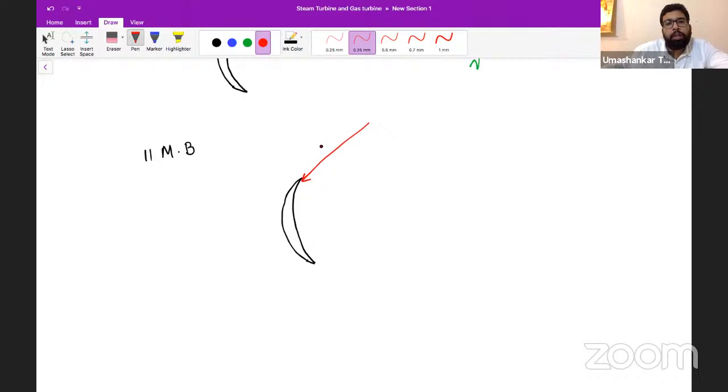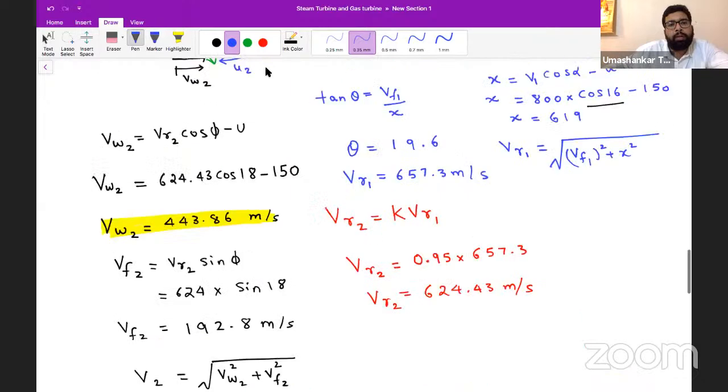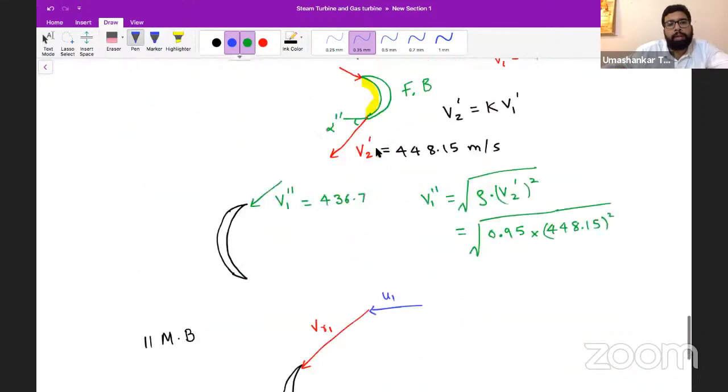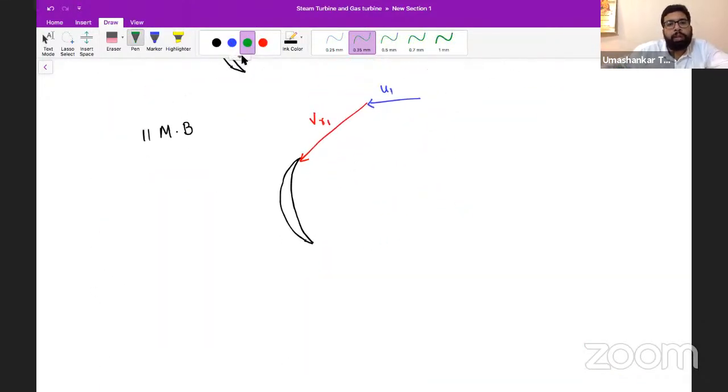By this lecture, your impulse steam turbine will be completed in all respects. So this is VR1, this is U1, and this is going to be, what color do I have here? Blue, green color. So this is going to be V1.